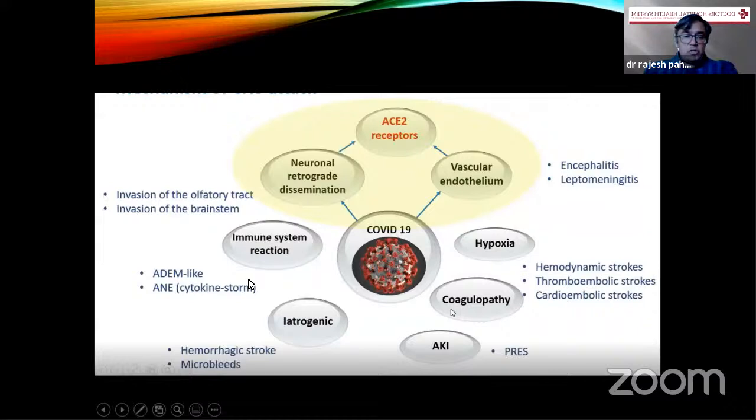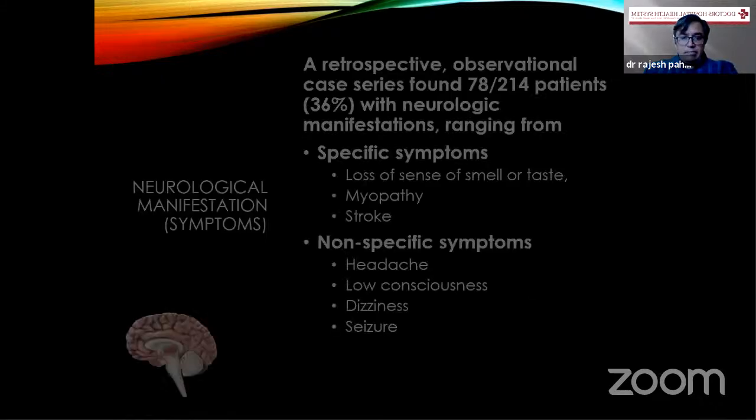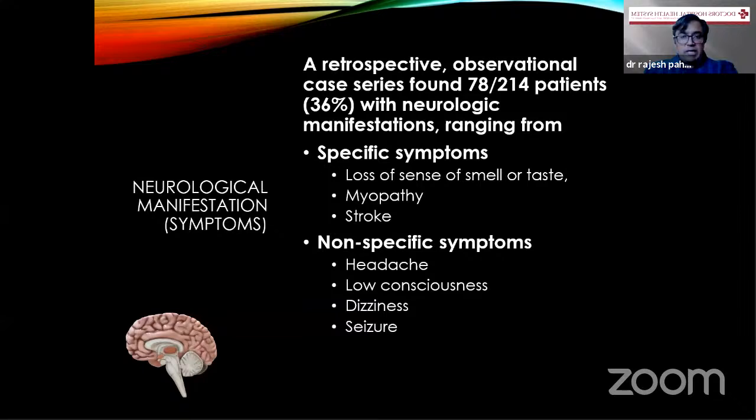This is a slide showing the comprehensive mechanism of attack on the CNS. There is this retrospective observational case series done on 214 patients, and they found that 36% of the patients had neurological symptoms, ranging from specific symptoms like loss of sense of smell or taste, myopathy, stroke, to non-specific symptoms like headache, which was the most common, low consciousness, dizziness, and seizures.